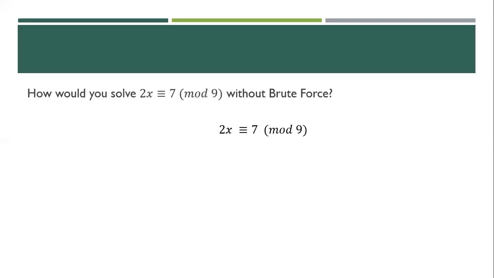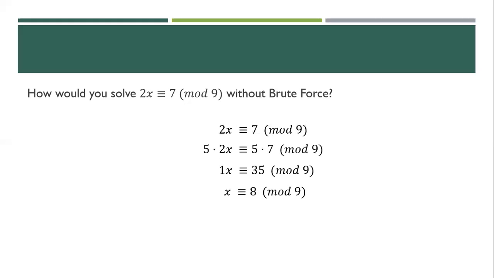So how are we going to go? Let's go all the way back here. How are we going to solve? This all started with us trying to solve 2x is equivalent to 7 mod 9. Well, now we have the multiplicative inverse. We can multiply both sides by 5. Now, on the left-hand side here, that's going to look kind of odd to us at first, right? 5 times 2 is 1.